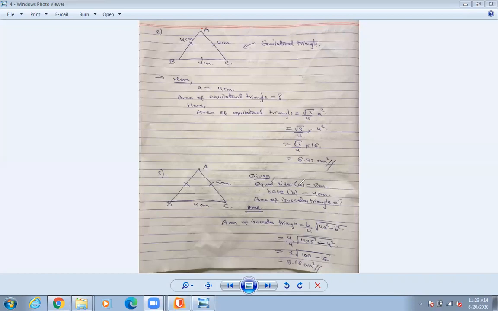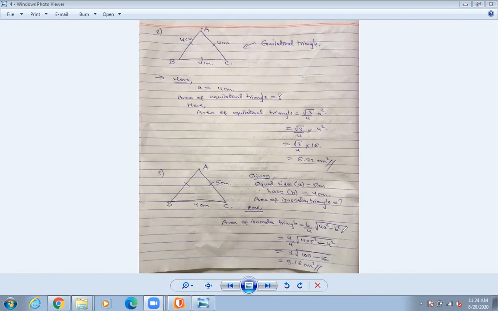In case of an isosceles triangle, if two sides are equal, we call it an isosceles triangle. The formula is b by 4 root under 4a square minus b square. So we need a, we need b. A means the equal sides. Equal side a equals 5 centimeter, and the base is 4 centimeter. Base b is 4 centimeter, a means equal side is 5 centimeter. Now area of isosceles triangle equals question mark. Here, area of isosceles triangle means b by 4 root under 4a square minus b square.